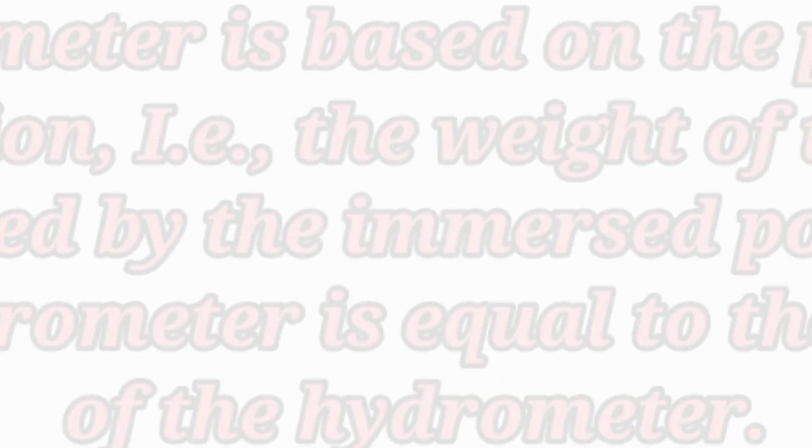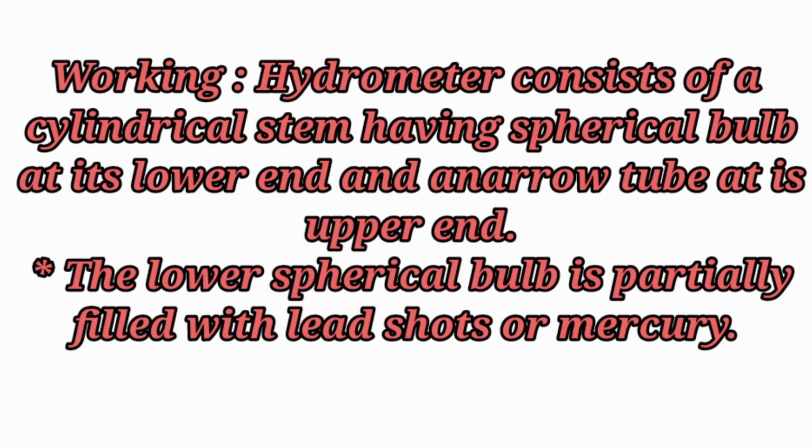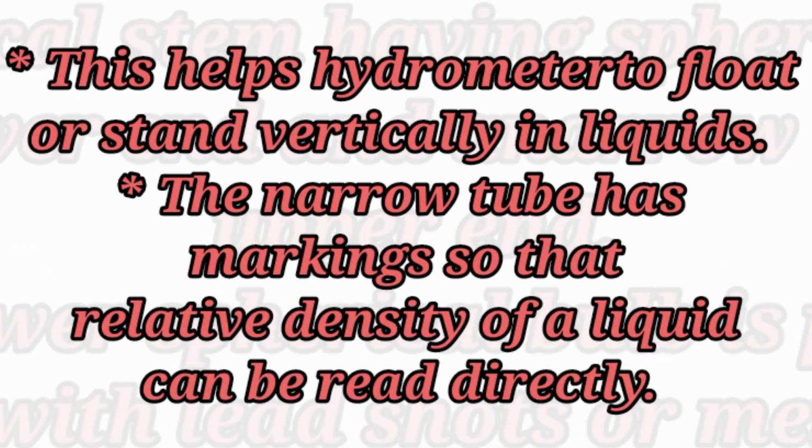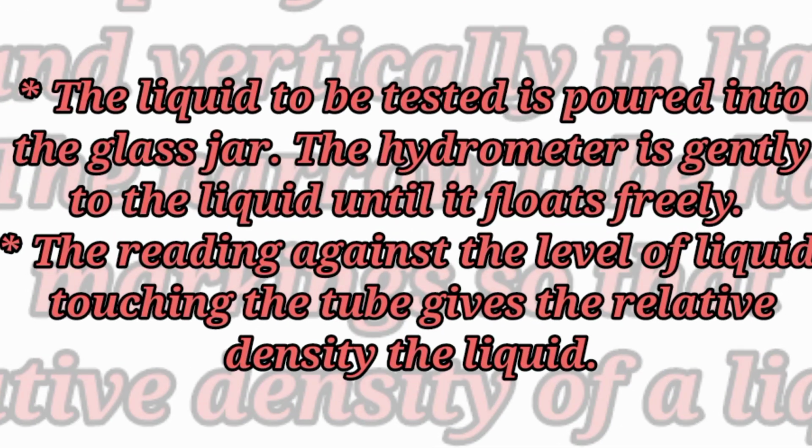Working. Hydrometer consists of a cylindrical stem having a spherical bulb at its lower end and a narrow tube at its upper end. The lower spherical bulb is partially filled with lead salts or mercury. This helps hydrometer to float or stand vertically in liquids. The narrow tube has markings so that the relative density of a liquid can be read directly.